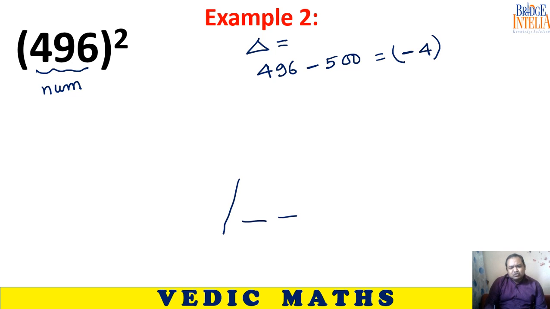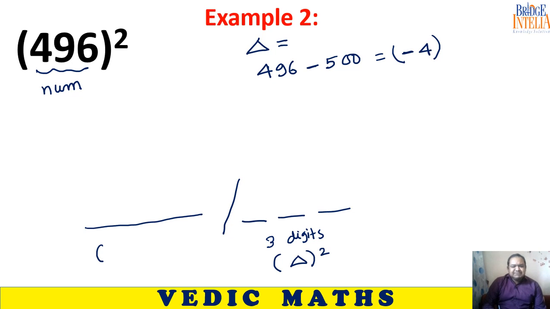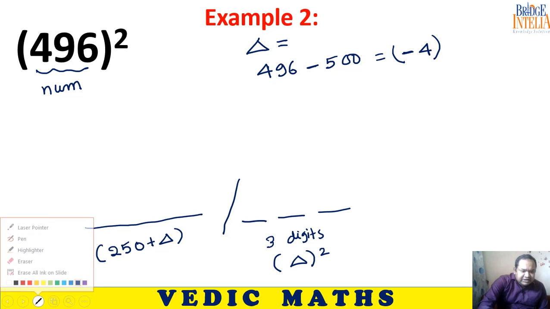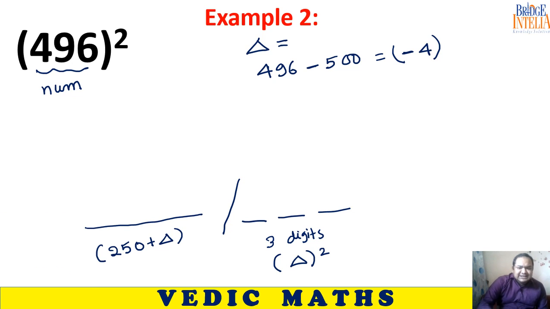The final answer has 2 parts. The second part has 3 digits, 3 blank spaces. The first part has 1 single blank space. In the second part you write delta square. In the first part we write 250 plus delta. The value of delta or deviation in this case is minus 4.